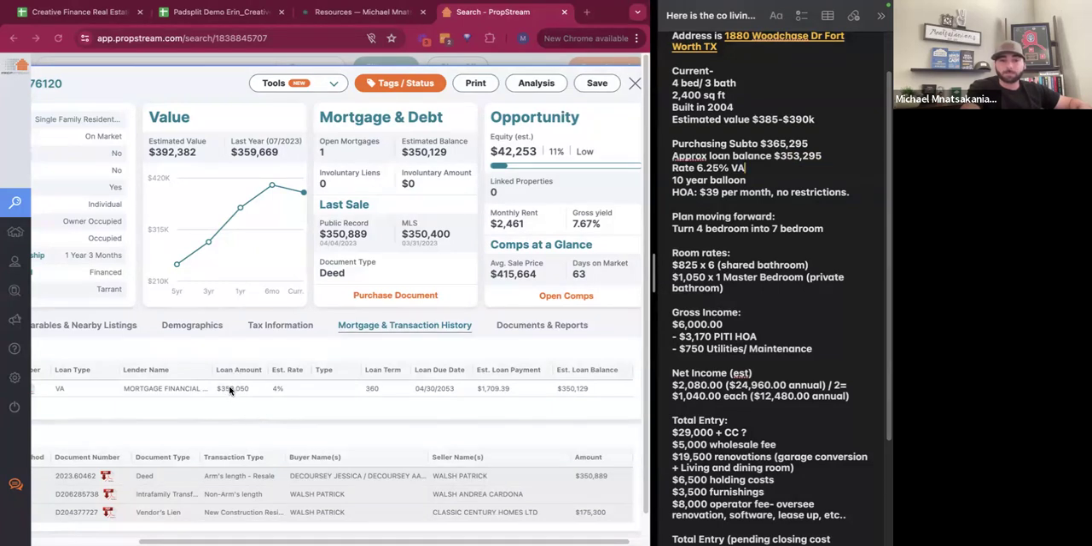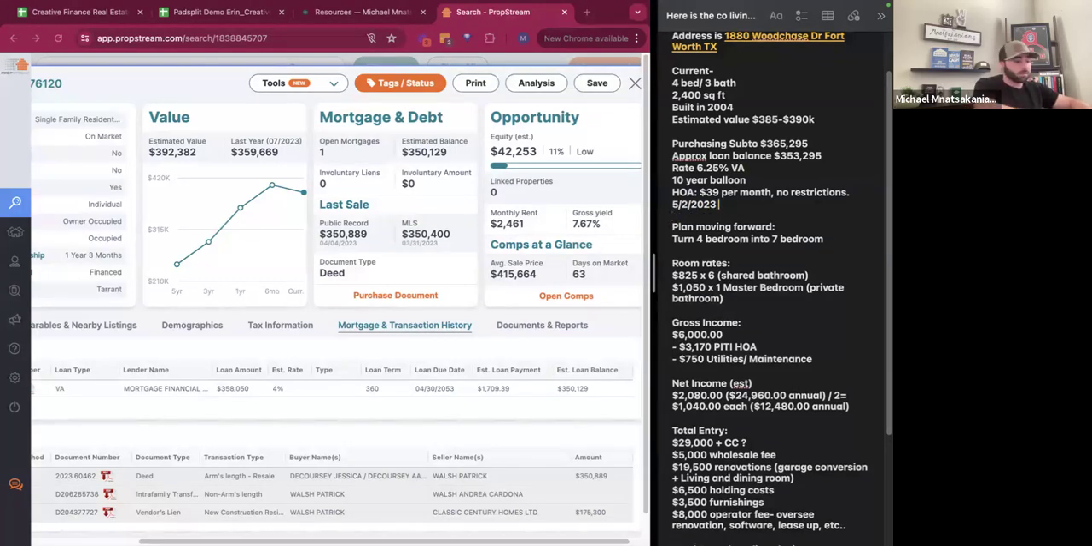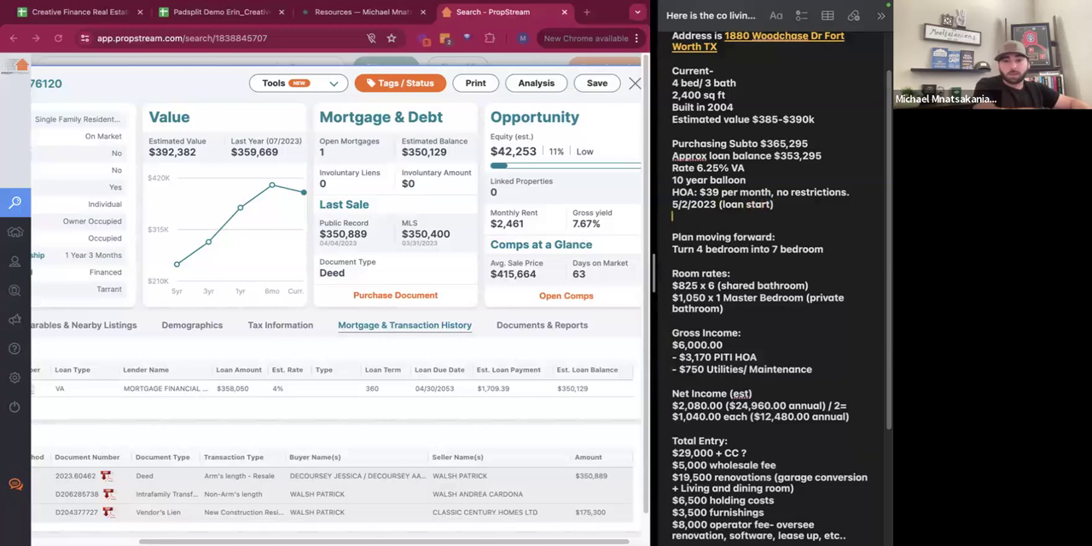But for this property, we have the loan amount, which is pretty good, and the loan due date, which is solid. It says the final payment will be paid off May 1st, 2053. So if it's a 30-year loan, that means the first payment on this loan was May 1st, 2023. So 5/1/2023 is the loan start, and the original loan amount was 358,050.